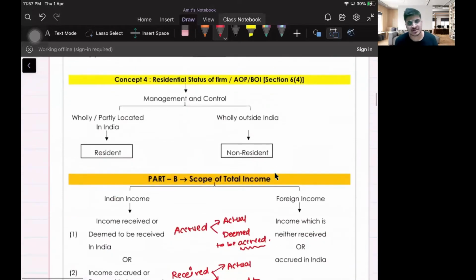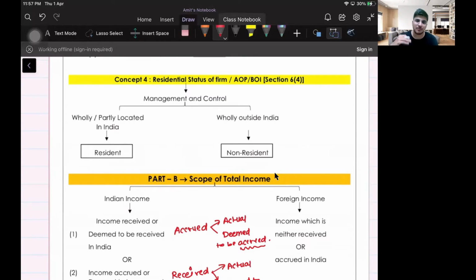Now, in case of residential status of firm, AOP and BOI, it is very much similar to HUF. What is that? If the management and control is wholly or partly in India, then you are a resident. If the management and control is wholly outside India, India का कुछ भी संबंध नहीं, in that case you are a non-resident. But here further bifurcation of resident is not required. Only resident, non-resident is sufficient. So this was all about your residential status of various assessees.